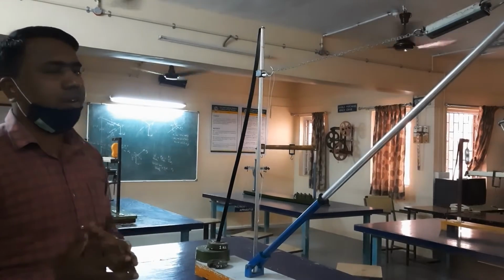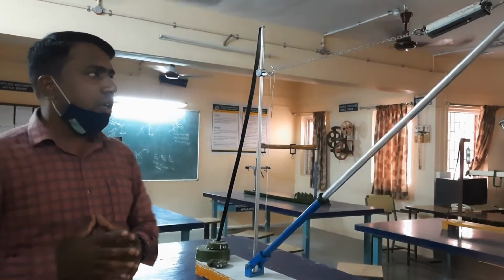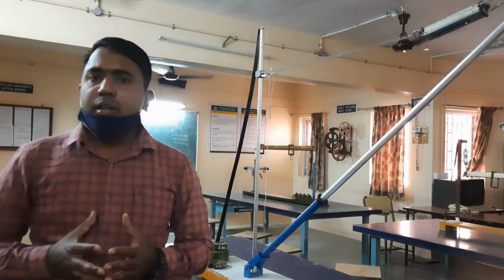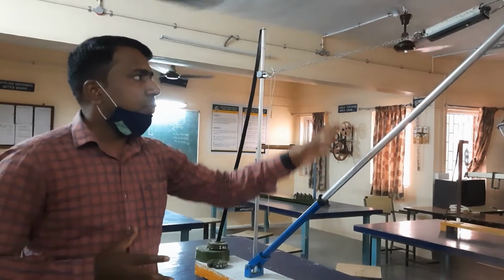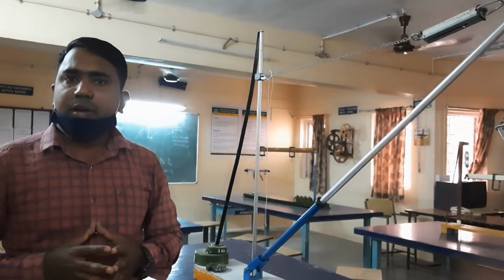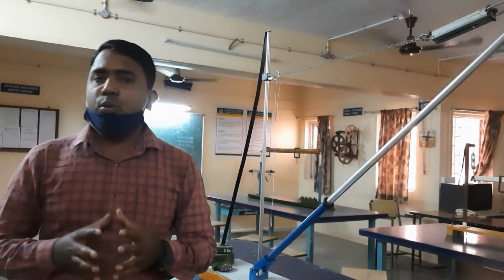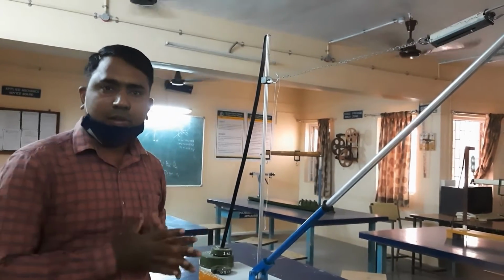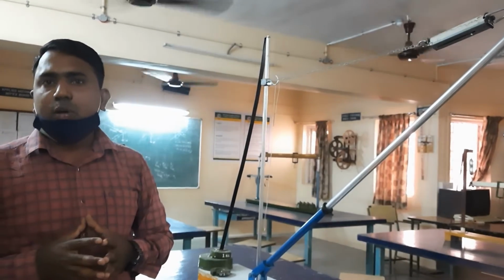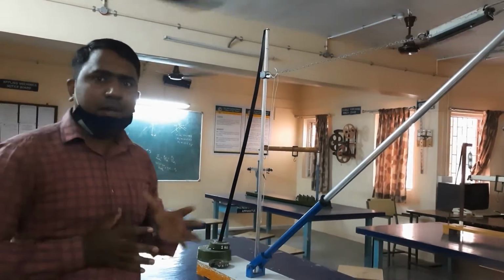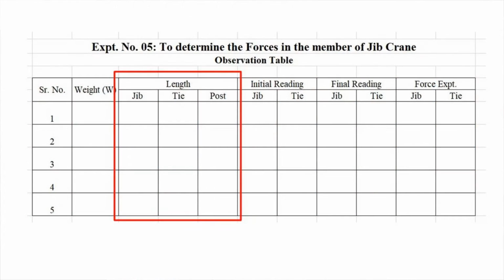Then the next column is given for length. Why do we have to measure the length? Because we have to find out the forces acting on the members theoretically also, using Lami's theorem. There we have to plot the triangle of forces, and for this purpose we require the lengths of the members. In the length column, the first is the Jib length, the second is the length of the tie, and the third is the length of the post. That we have to measure.